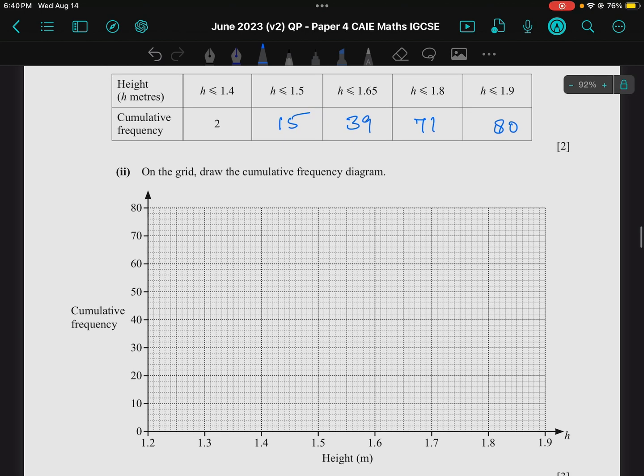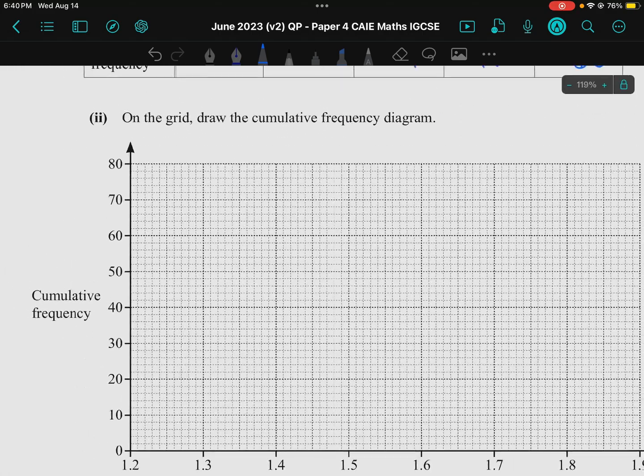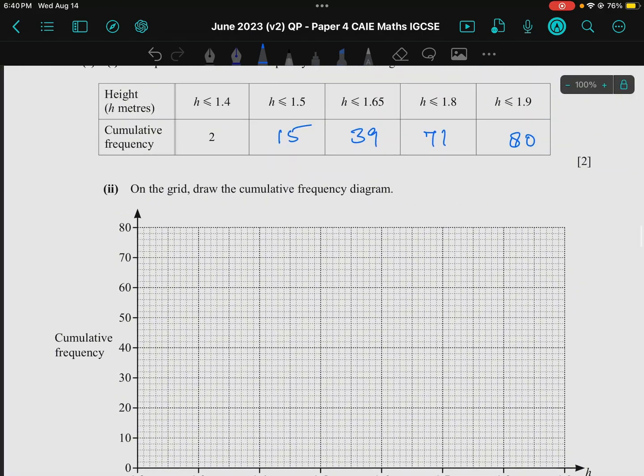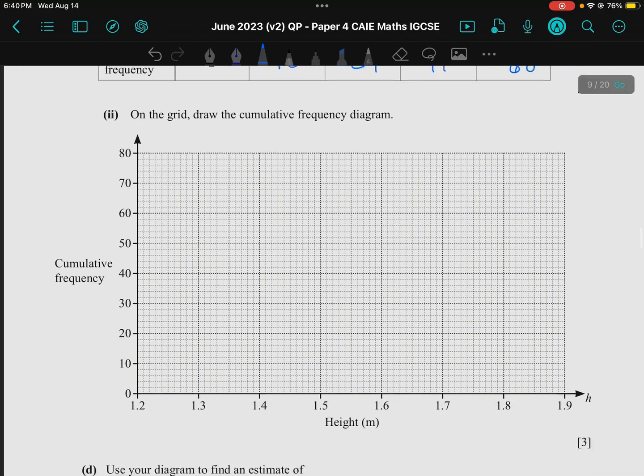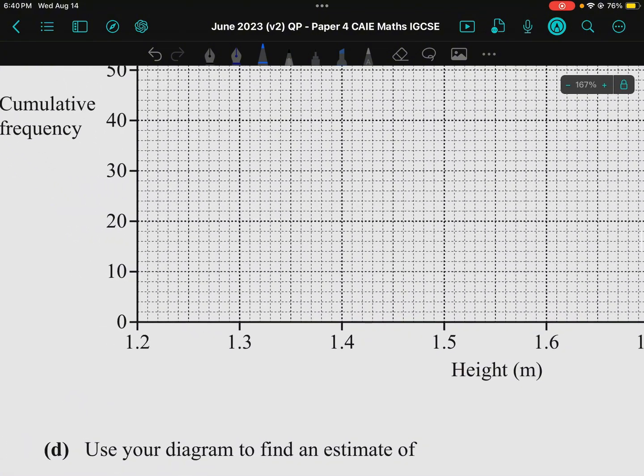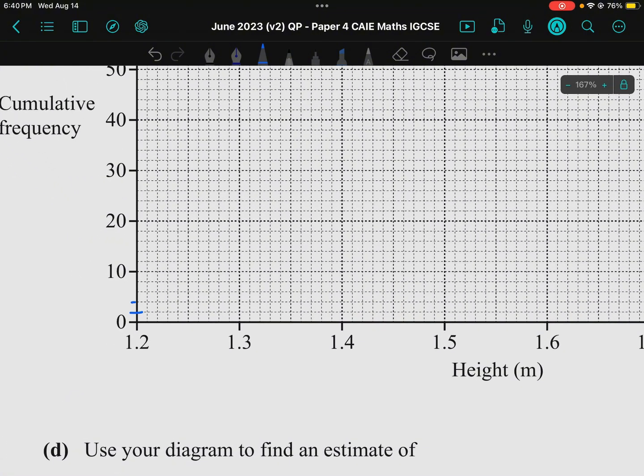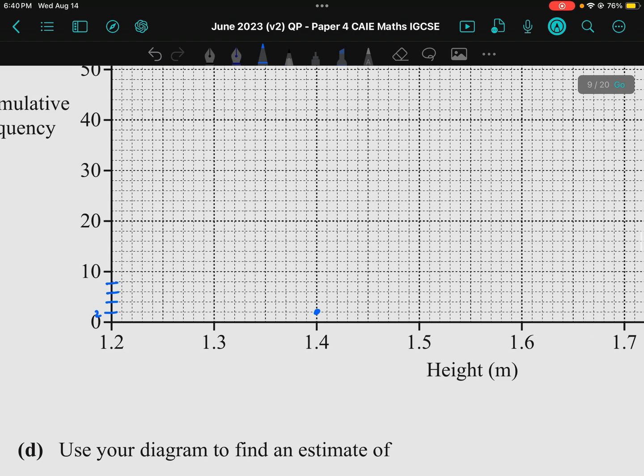Okay, so when it is 1.4, the cumulative frequency is 2. So when height is 1.4, cumulative frequency is 2. First see where it is 2. This is 2, 4, 6, 8, and then 10. So this is 2. So at 1.4 it is 2.